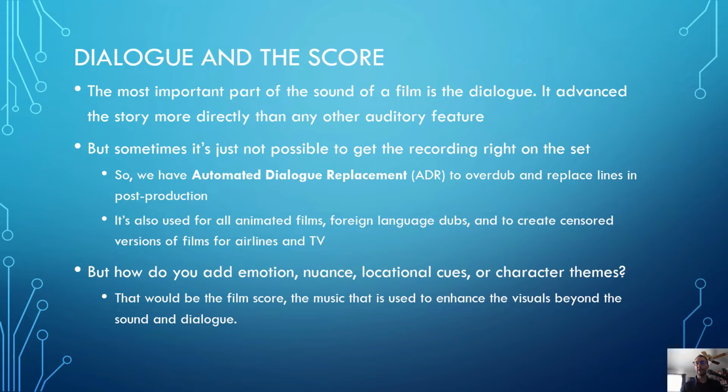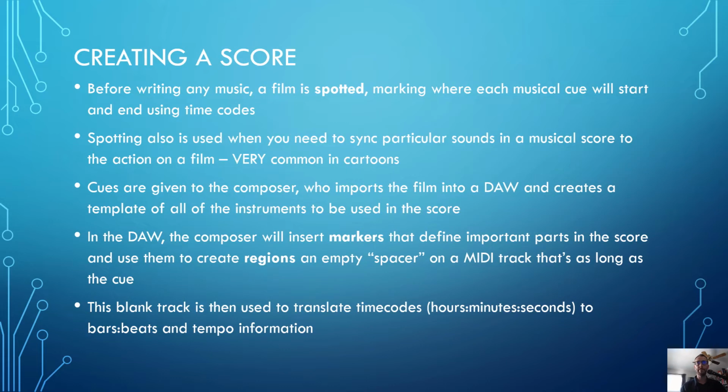But as important as dialogue is, it doesn't really fill in everything. How do you add emotion, nuance, locational cues, or character themes? To do that, you need the film score, the music that is used to enhance the visuals beyond sound and dialogue. So creating a score is a process.